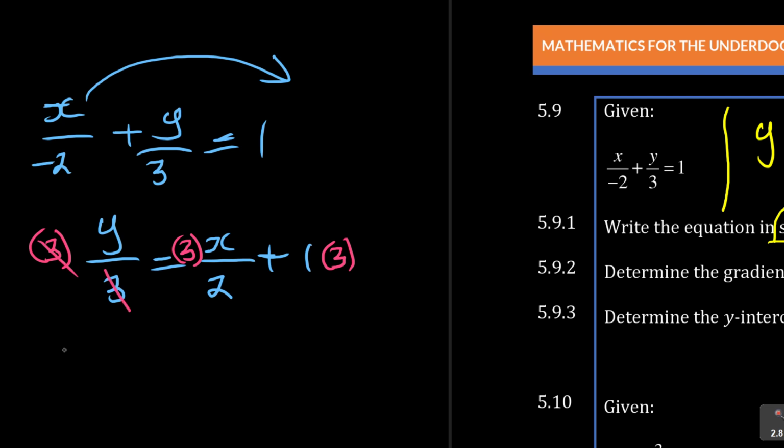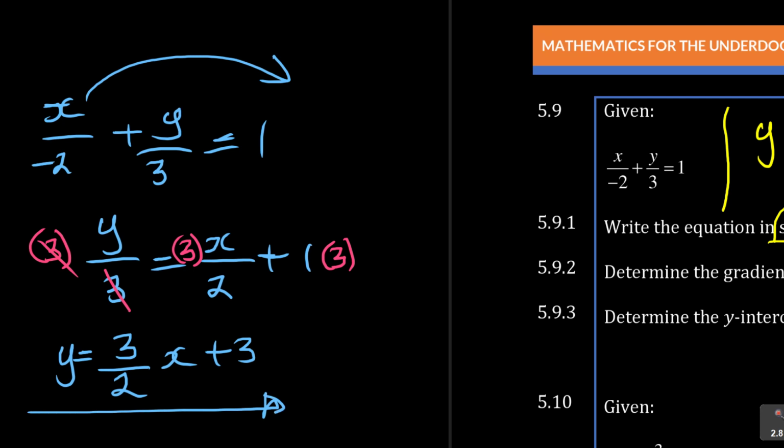So I will have what? Y is equal to, when it's multiplying by 3, is more like 3 over 2. So you have got 3 over 2x. 1 times 3 is plus 3. Then it becomes a complete thing.